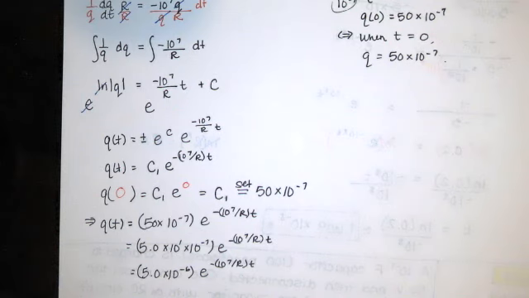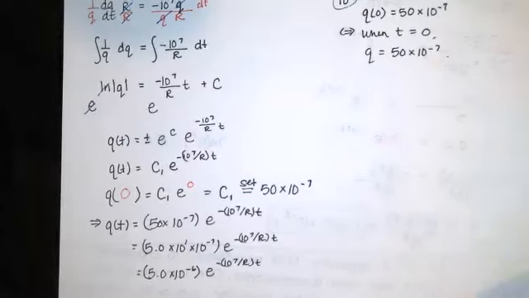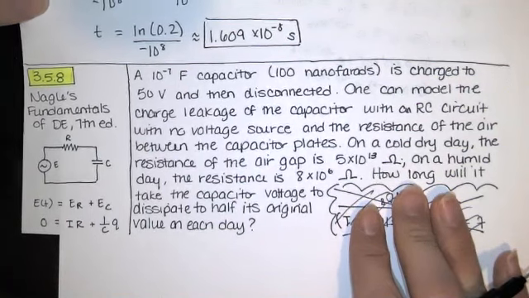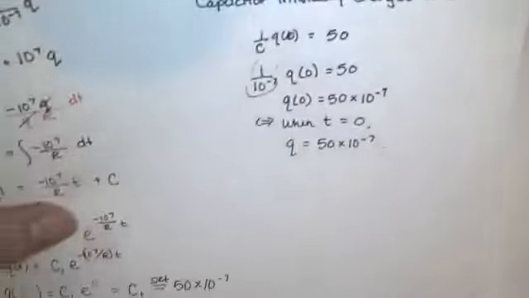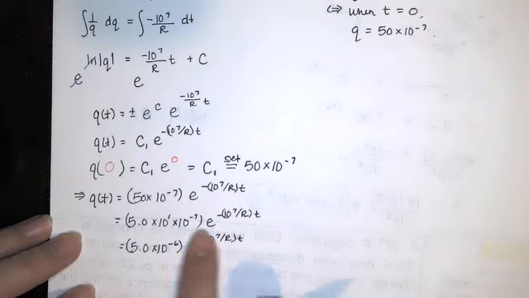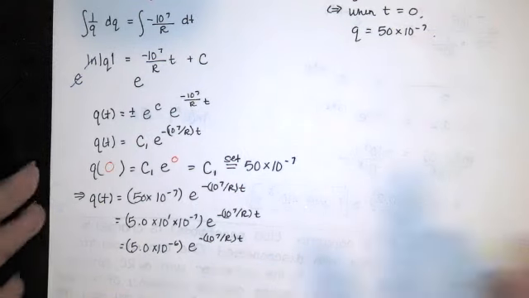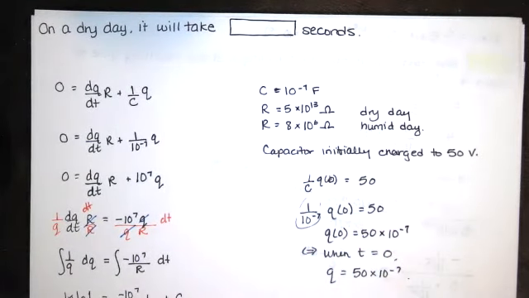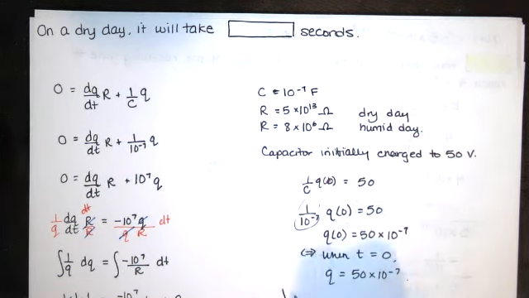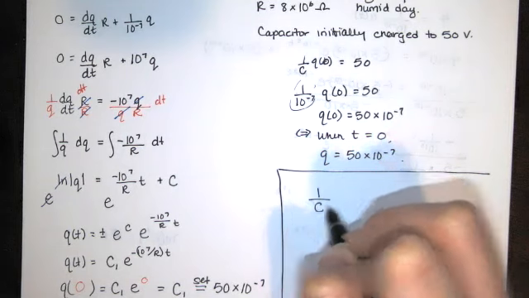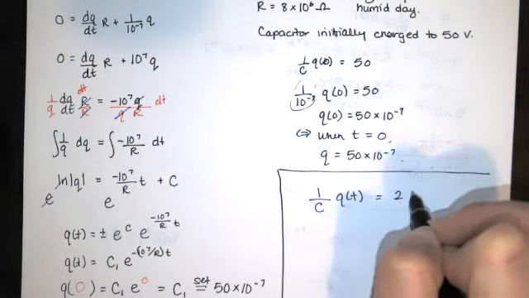And then the question said, how long will it take the capacitor voltage to dissipate to half its original value on each day? First the dry day, and then for the humid day. Well, I will have this as my Q of t on either day, and then we will just substitute that into this equation. 1 over C times the charge is equal to the voltage, but instead of having a voltage equal to 50, we'll have a voltage equal to 25. So we'll have 1 over C times Q of t equals 25.